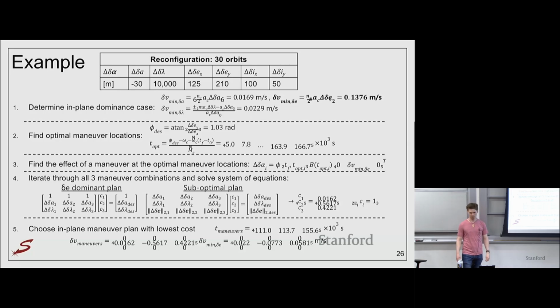So just to confirm my understanding, the norm of this resulting vector will be the same as the delta V min? Yep. Okay. Sum together. Okay.